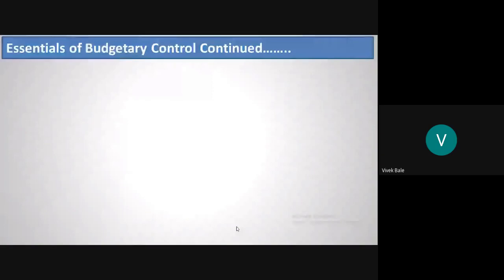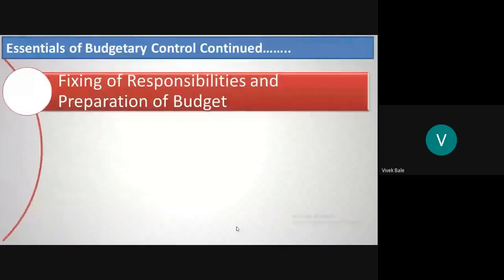Next point in the essentials of budgetary control is fixing the responsibilities and preparation of budget. After the review is taken, the person who will execute the budget should be made responsible for its preparation. Very simple thing. If I am preparing the budget of my department, I will be held responsible for whatever budget I have given. If my budget is going to be unutilized, then I will be held responsible for this. If my budget is going to be understated, I will be held responsible.